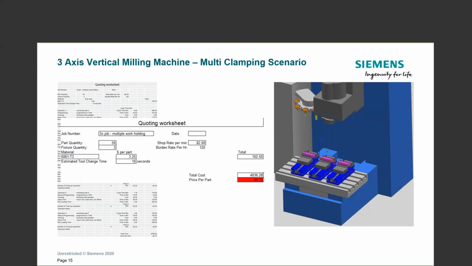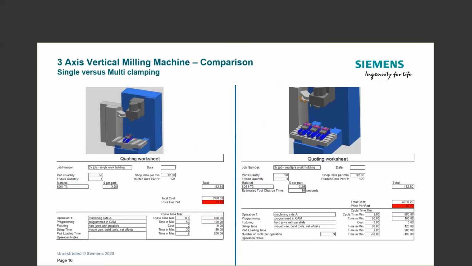So let's compare the multi-clamping scenario to the single clamping scenario, right? So let's check this out here. It's hard to believe, but I had to do a side-by-side comparison again because I forgot those numbers already. It's really close, but at a part quantity of 50 units, the single fixture operation actually has a lower price per part than the multi-fixture operation, right? And what we found here is the biggest differentiator is the labor cost.